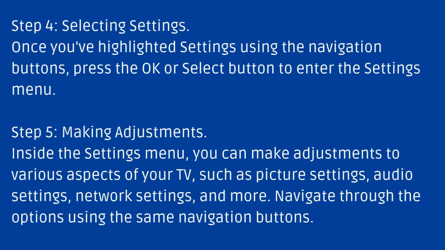Step 5. Making adjustments. Inside the Settings menu, you can make adjustments to various aspects of your TV, such as picture settings, audio settings, network settings, and more. Navigate through the options using the same navigation buttons.